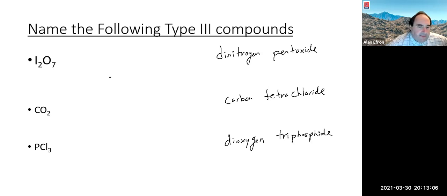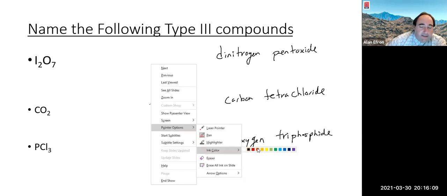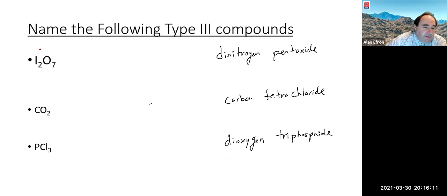All right, names on the left and formulas on the right. Something like that you need to do. As soon as you look at this and you see I, which is a nonmetal, and you see O, that's a nonmetal, you should be happy. You just need to pick the right prefix. Prefix for 2 is di, and we do use the whole name of the first element, which would be diiodine.